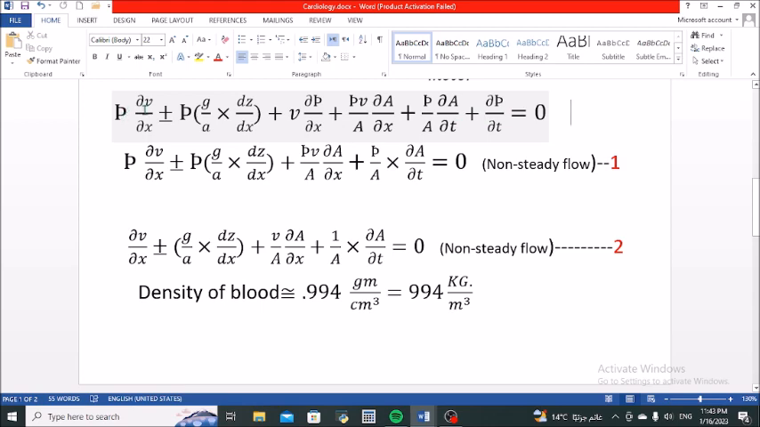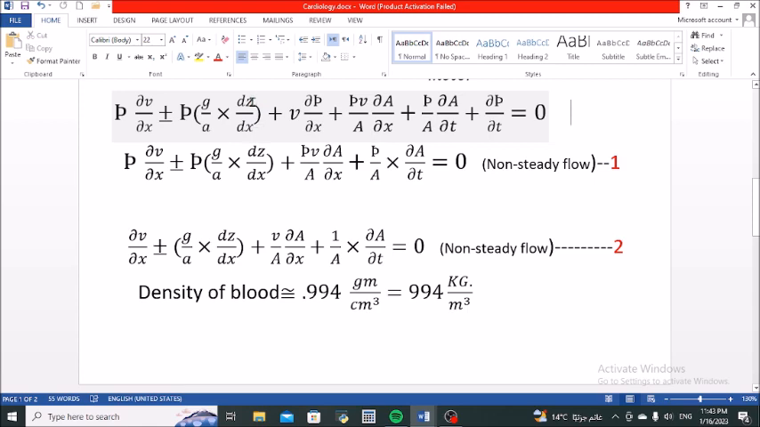This is rho, the density, times partial v by partial x, the change of velocity with distance at the given time, plus rho g over a, acceleration of gravity over the shock wave speed in the media. We'll discuss it very soon. Then dz by dx, the change in height with distance.